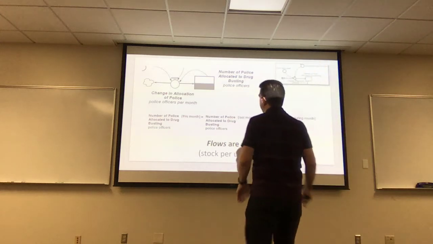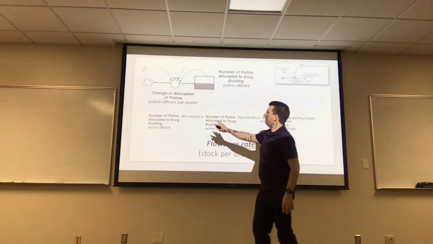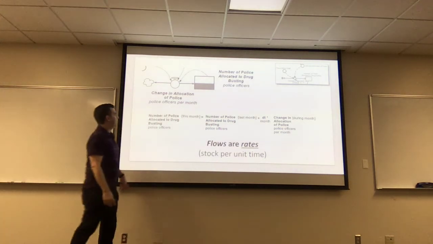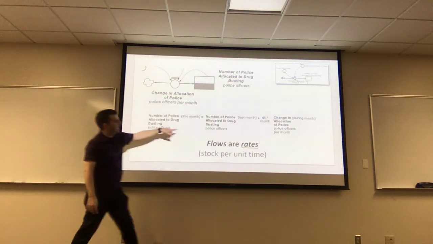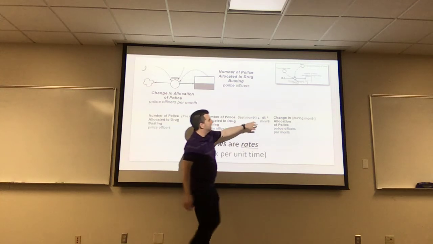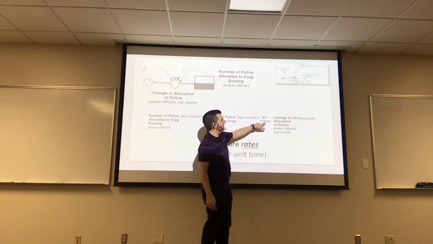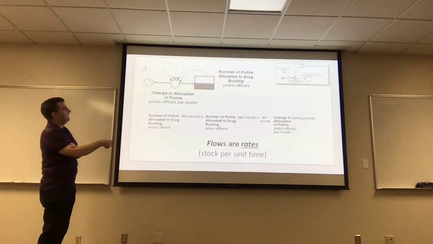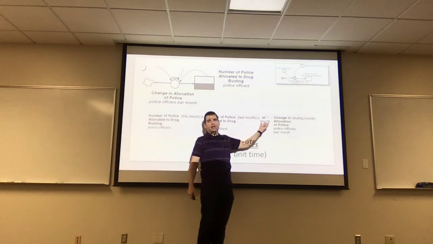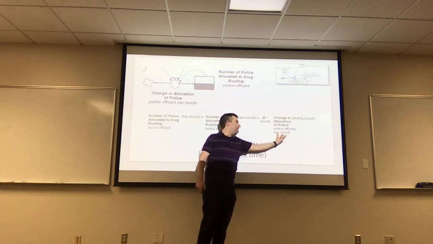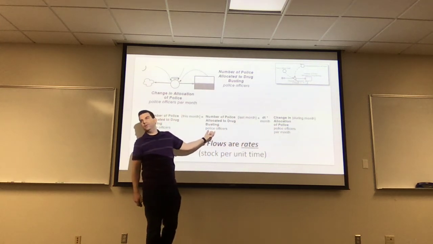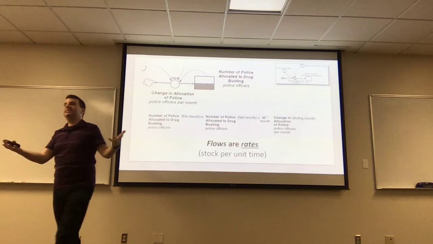So as an example, I know that the update formula for the stock here that's implemented inside Vensim is going to be the number of police officers last month plus DT, which is in terms of months, times the change in allocation of police officers. So you say, well, how do I get from police officers per month to police officers? Well, that DT is in terms of months. So when I multiply the flow by the time, that turns the flow into the stock units. So suddenly it makes sense.